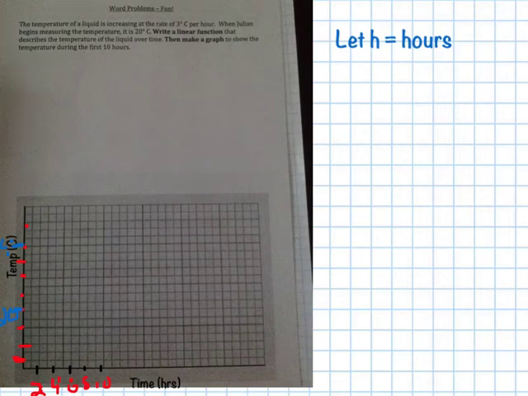Okay, here's our first word problem fun practice. The temperature of a liquid is increasing at the rate of 3 degrees Celsius per hour. When Julian begins measuring the temperature, it's 20 degrees Celsius. Write a linear function that describes the temperature of the liquid over time. Then make a graph to show the temperature during the first 10 hours.